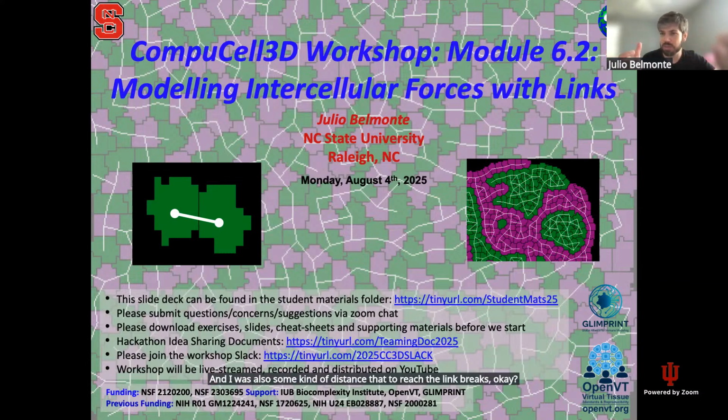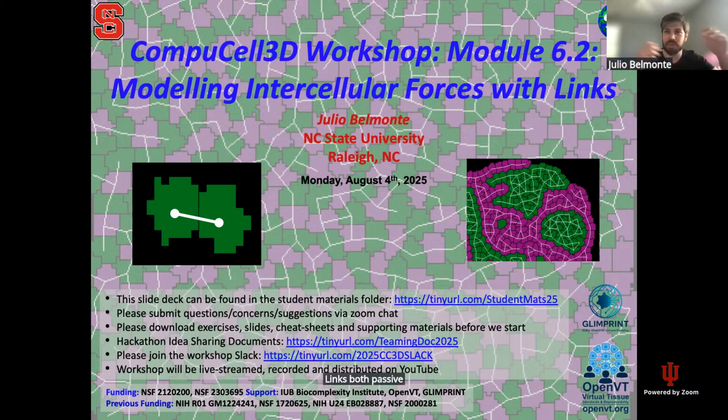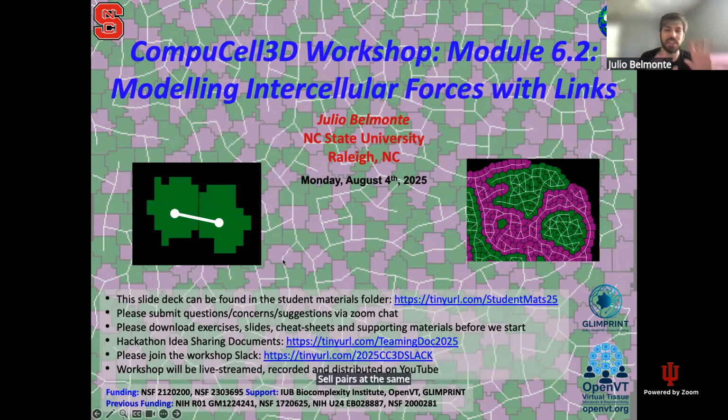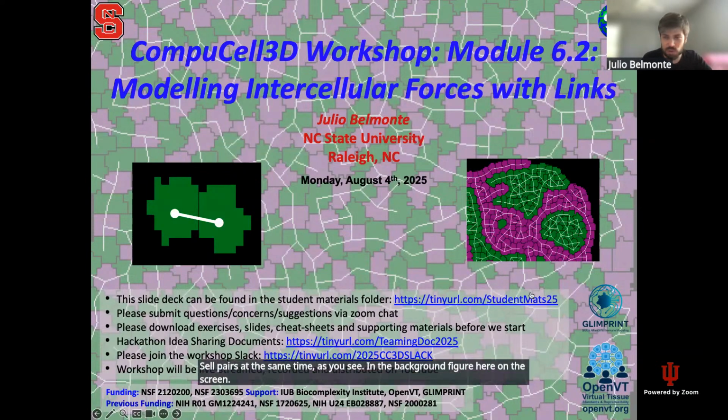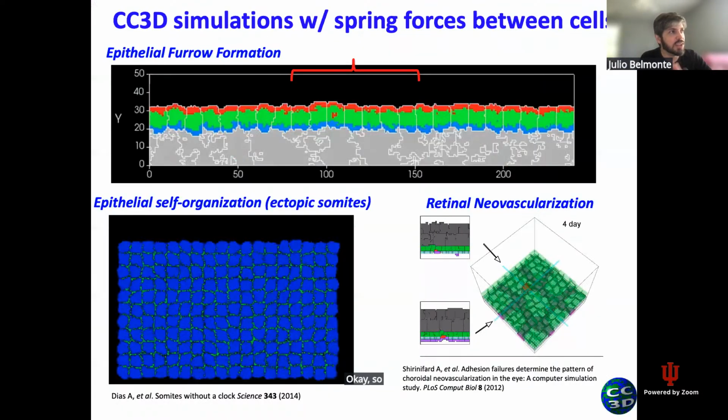You can make these links both passive or dynamic. You can create the links at the Python level, for example. And then you do this for two cell pairs. You can also do this for many cell pairs at the same time, as you see in the background figure here on the screen, and also in the snapshot here, where you have two cells interacting with one another. So, examples of using the cell links.